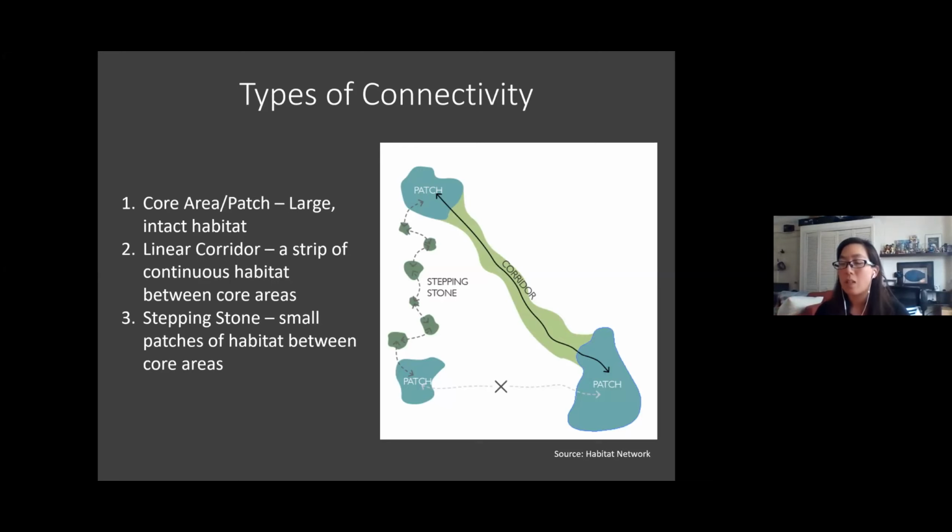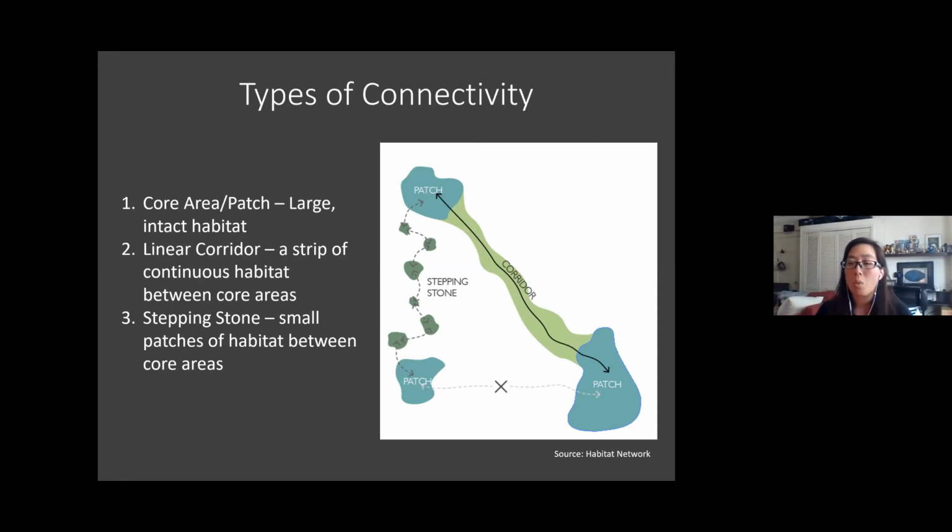But there are other kinds of connectivity, like linear corridors, which are like a strip of habitat that connects core areas. That could be something like a riparian corridor, like a stream. A lot of different animals tend to follow streams when they're traveling around different habitats. Or it could be something human-made, like a wildlife bridge or even a culvert. So it's just a continuous area that connects two areas of core habitat.